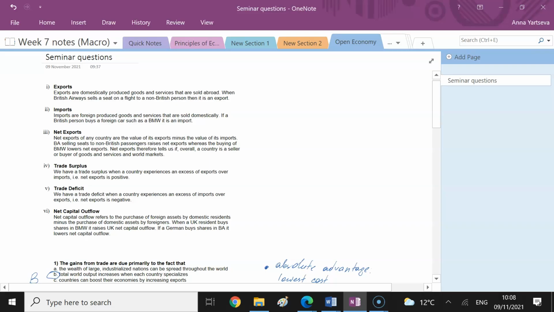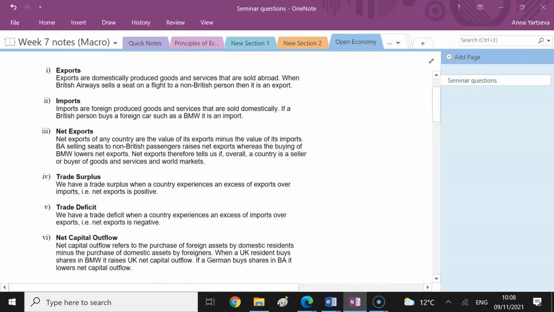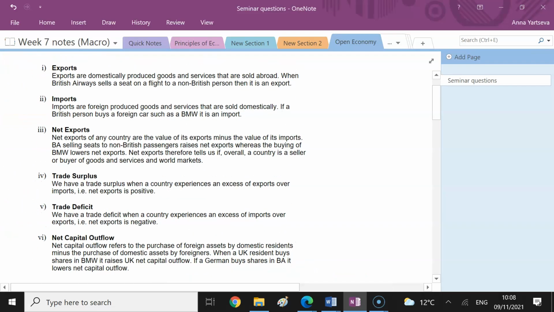By the way, these are the answers to the main concepts. You can see the answers on the screen. Basically, we've covered everything previously. Exports is what we sell abroad. Imports is what we buy from foreigners, right? Net exports is the difference between exports and imports. Trade surplus is a situation when our exports exceed our imports, when we sell more than we buy. Trade deficit is a situation when exports are less than imports. In other words, we import more than we export. We run a trade deficit.